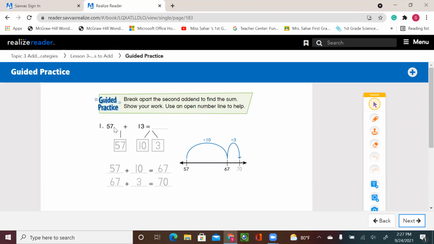Now I know that from 57, I need to have one jump. Here's one jump, 10. So 57 plus 10 is 67. Then my ones are 3, so I can just add 3. 67 plus 3 is 70. So you can add the 3 one time, or you can break it into 3 simple ones, 1 and 1 and 1, and add.